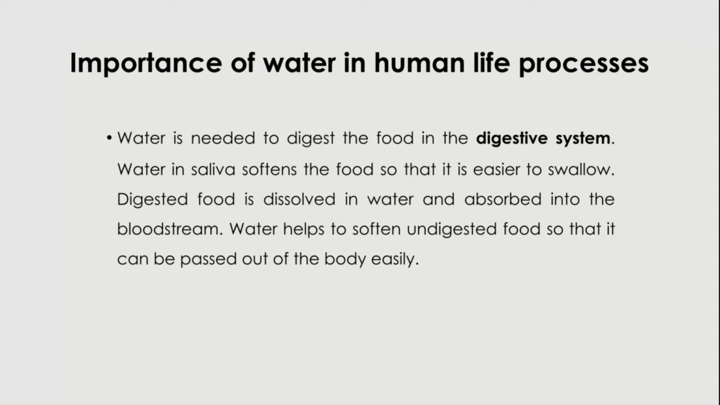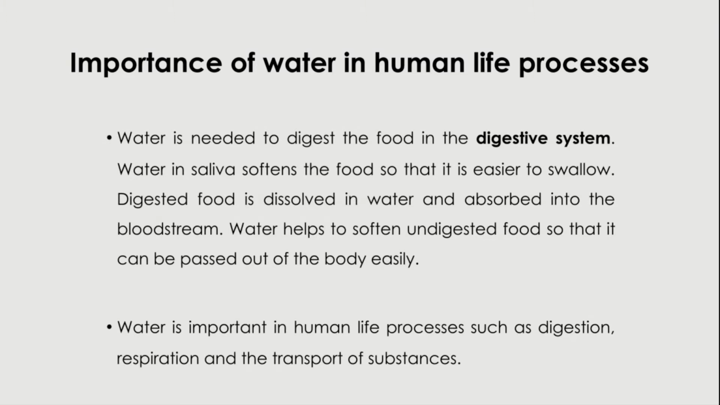There's water in the saliva that helps to soften the food. The digested food is dissolved in water and absorbed into the bloodstream. Water helps to soften the undigested food so that it can be passed out of the body easily. So, literally, just in the digestive system, water has so many functions. Water is important in the human life processes such as digestion, respiration, and the transport of substances. So, the digestive system is involved, the respiratory system is involved, and the circulatory system is involved.